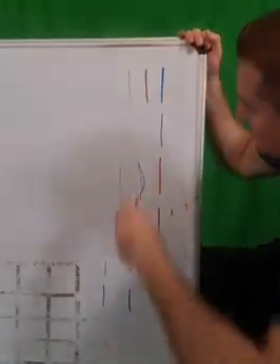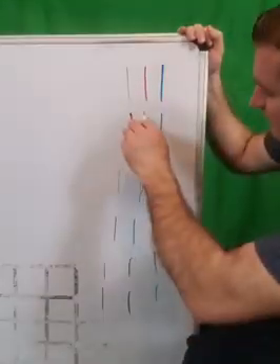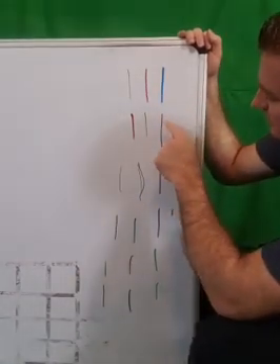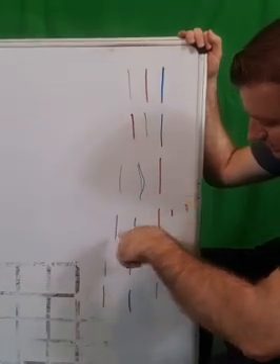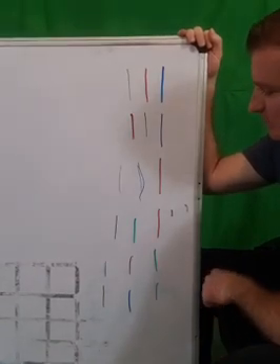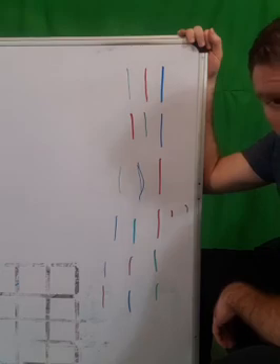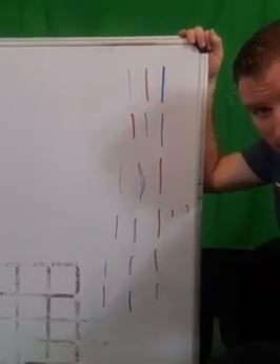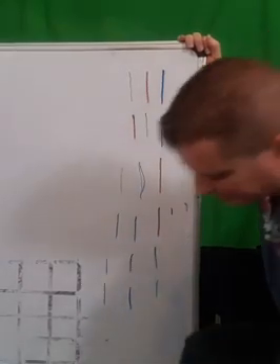I got ahead of myself. There we go. Red, blue, red, green, blue, green, red, red, blue, green, red, green, blue, green, red, blue, green, blue, red. Perfect. Give me a thumbs up if that's the way you got your pattern set up.